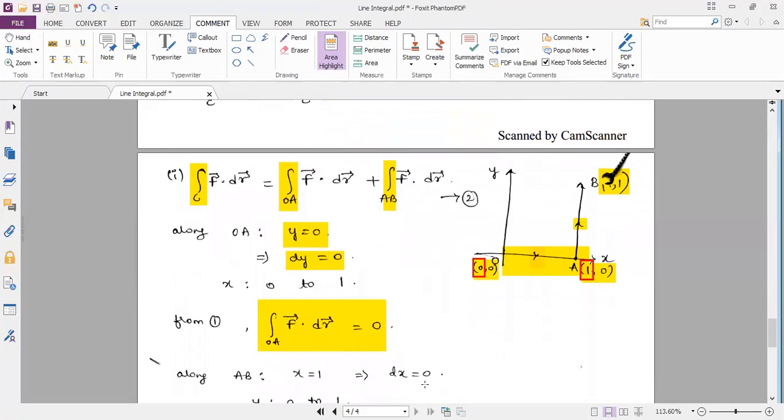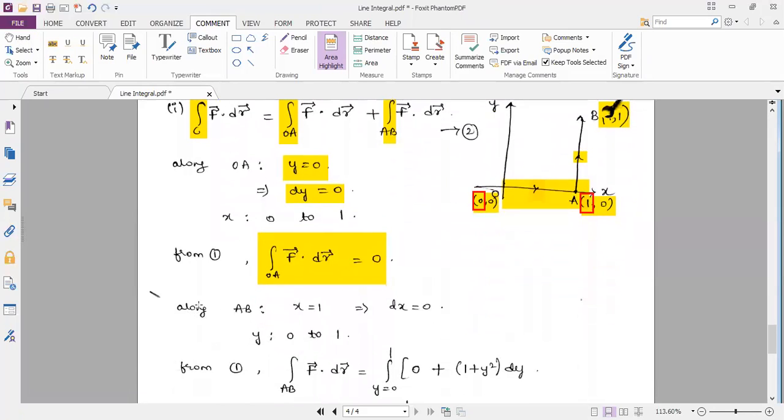Now similarly we will evaluate along AB. So along AB, the equation of the straight line AB is x is equal to 1. Observing the limits, we will be able to talk about this. We observe that y is varying from 0 to 1 and x is equal to 1 itself. So that's the equation of the straight line AB.